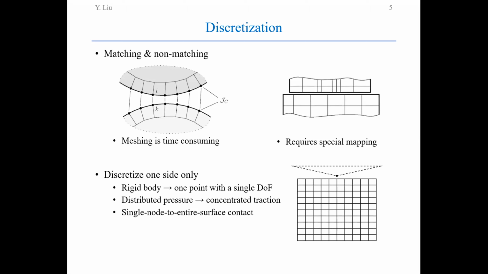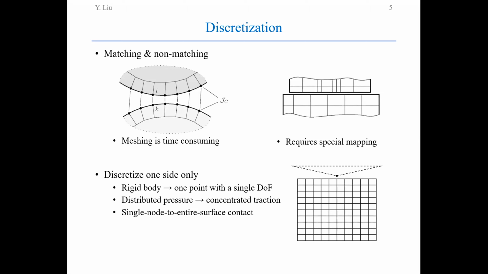For the matching case, the contact is node to node, and it is easier to formulate the matrix form, but it will take a lot of effort to create the meshes, especially if the two bodies are of irregular geometries. For the non-matching cases, it's very easy to create the two meshes, but special mapping techniques like the node to surface, surface to surface, or multi-element method must be used to determine the contact pairs and the contact forces.